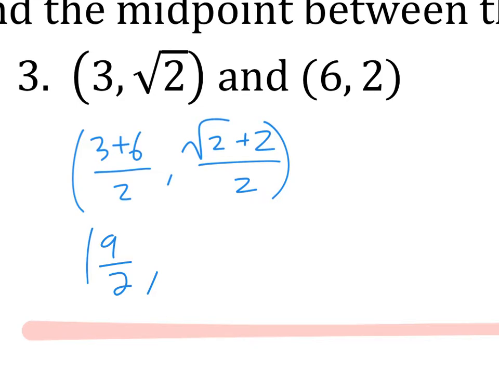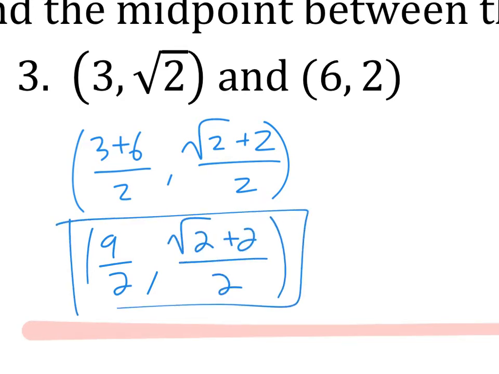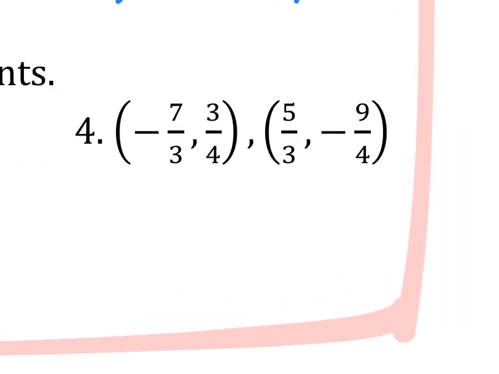If you want to cancel, this better have a factor of 2 as well. This has to have a factor of 2 for you to cancel, which it doesn't, so there's nothing you can do. Just leave it like that. Next, fraction over a fraction.